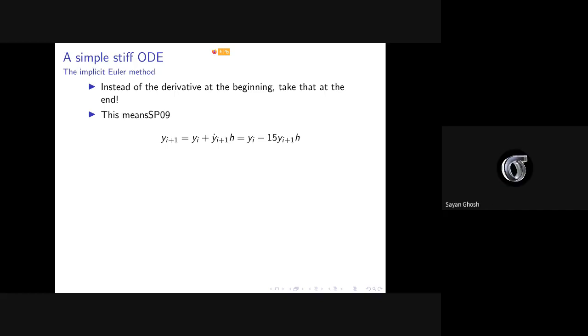For this problem, it is a constant. No, yi plus 1 is not a constant, of course. It depends on the value of y, right? And the value of y changes. Remember, it's minus 15y, not minus 15. But a very good question was raised. How do I find out yi plus 1 here? What's the answer to that?